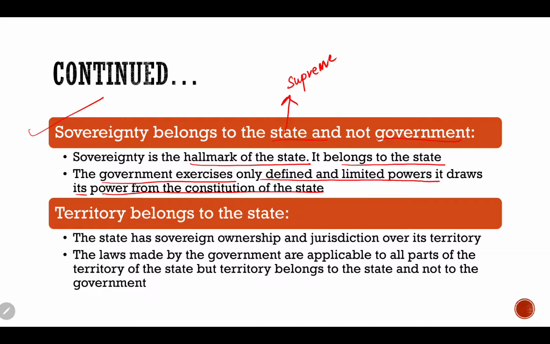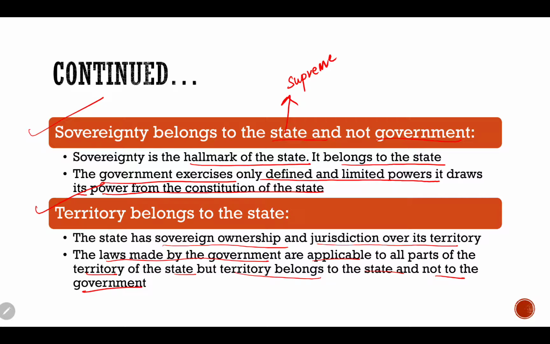So how is the power derived from the state? With the help of a constitution that is formed on the basis of what the state wants. Government derives its power from the constitution of the state. Territory belongs to the state, not to the government. The state has sovereign ownership and jurisdiction over the territory. The laws made by the government are applicable to all parts of the territory of the state, but territory belongs to the state and not to the government. It's very simple.